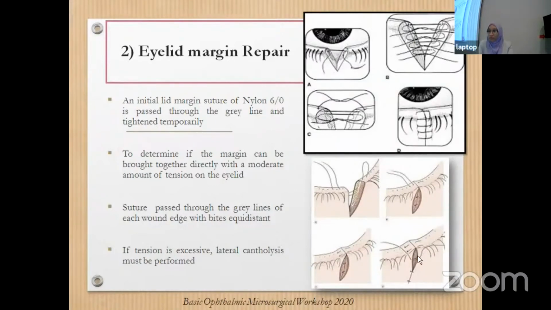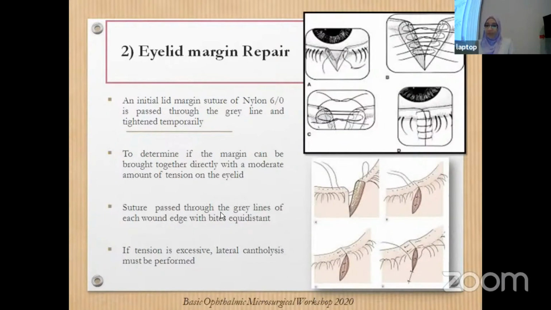After we close the tarsal plate, we can just tighten this lid margin, and then we close the skin. This is one of the techniques that is quite easy. Normally we just put a suture, silk 5/0 or 6/0, from the grey line here to here, and then we anchor it temporarily, and then we close the tarsals first, and then we tighten this one, and then we keep the suture longer, so that we can remove it later on. It's easy to identify the knot later on.